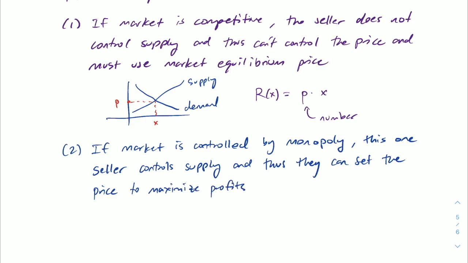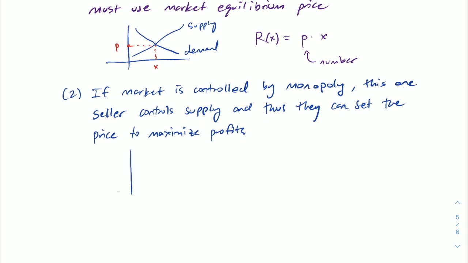And the price can be described by this demand curve, and it's a function of X. They can move this point up, lowering the amount that people buy, but increasing the amount they get for that. Or they can move it down, lowering the price and increasing the amount that people buy. So it's this function, P of X. So in this monopoly scenario, the price is a function.